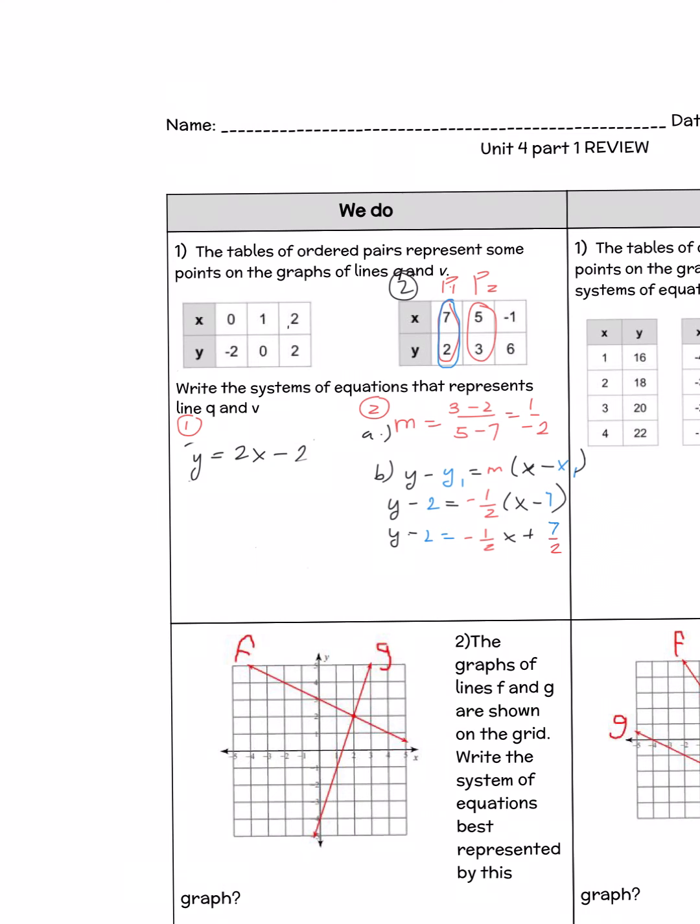And then the next thing I need to do here is add the 2 to both sides. So right here, I'm going to add 2 to both sides. And you're going to notice I'm not going to be able to add this 2 to a fraction just yet because it's in whole number form. So negative 1/2 x plus 7/2 plus 2.